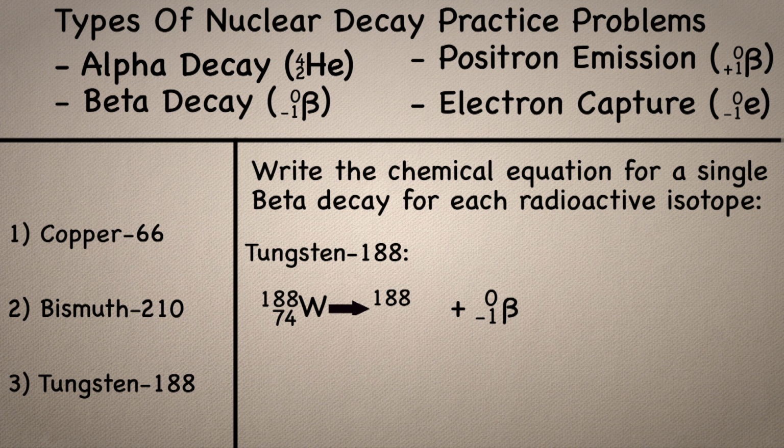So we have -1, and we're wanting to get to 74. That means we're going to have to add 75 to it. So our mystery particle is going to be 188, 75, and the element that has 75 protons is Re, or rhenium. So that would give us a beta decay of 188, 74 W, or tungsten, yields 188, 75 rhenium plus a beta particle.